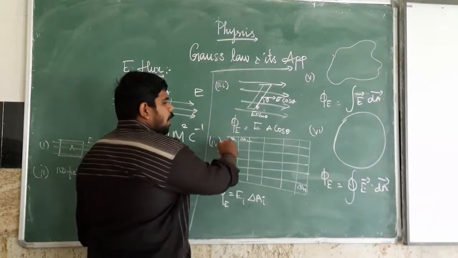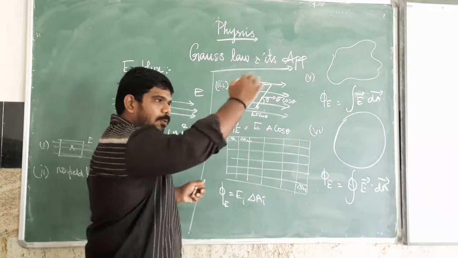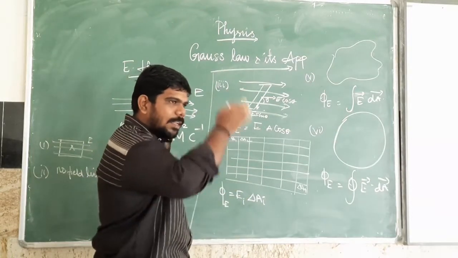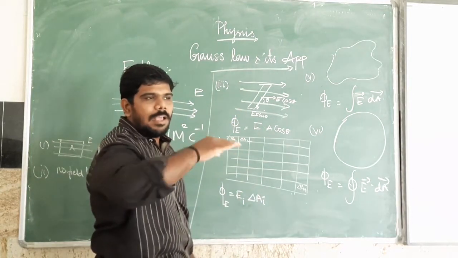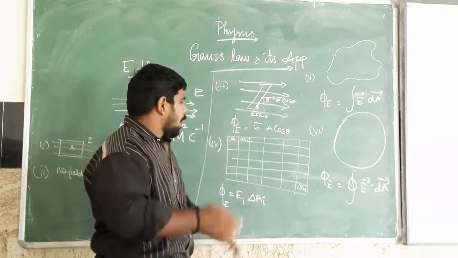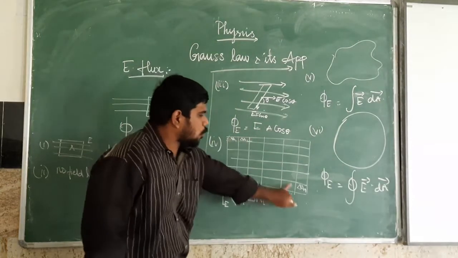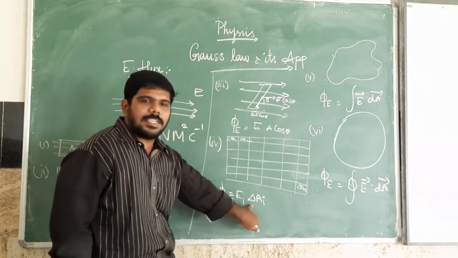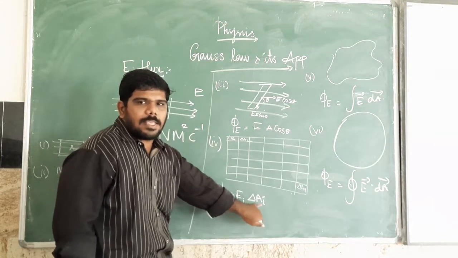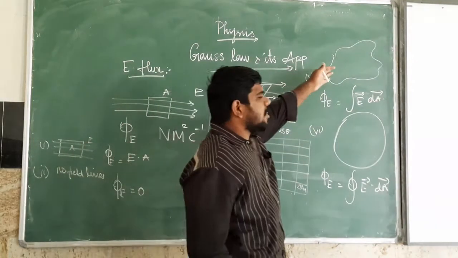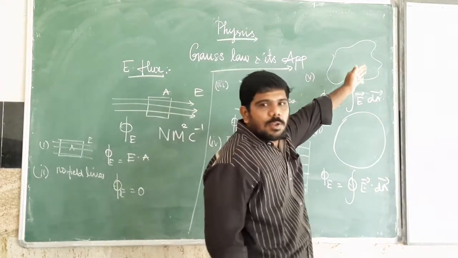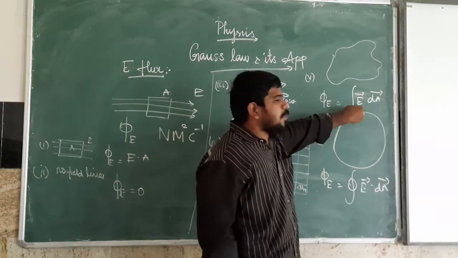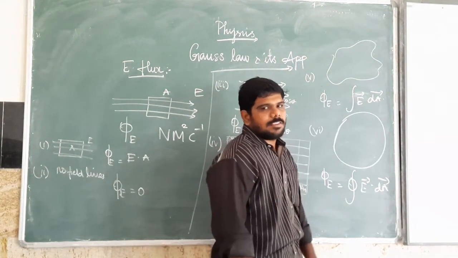Then we take an arbitrary infinite surface. If we take a surface of indefinitely large size, we cut the area into equal segments, del A1, del A2 up to del AN, and the total electric flux phi of E is equal to the sum of E i into del A i. If it is a curved or irregular shaped surface, the total electric flux phi of E is equal to the curved integral of E vector dot dA vector.